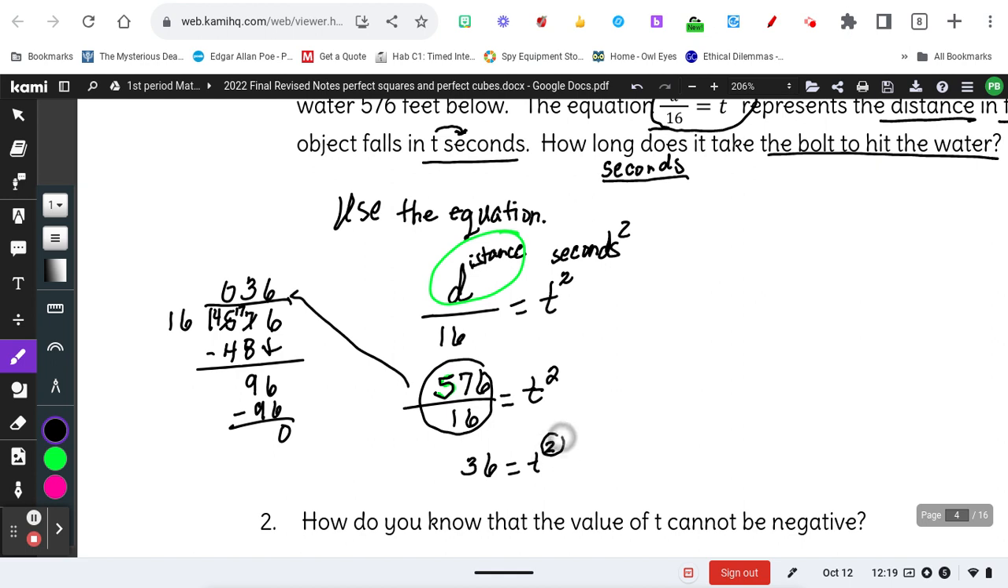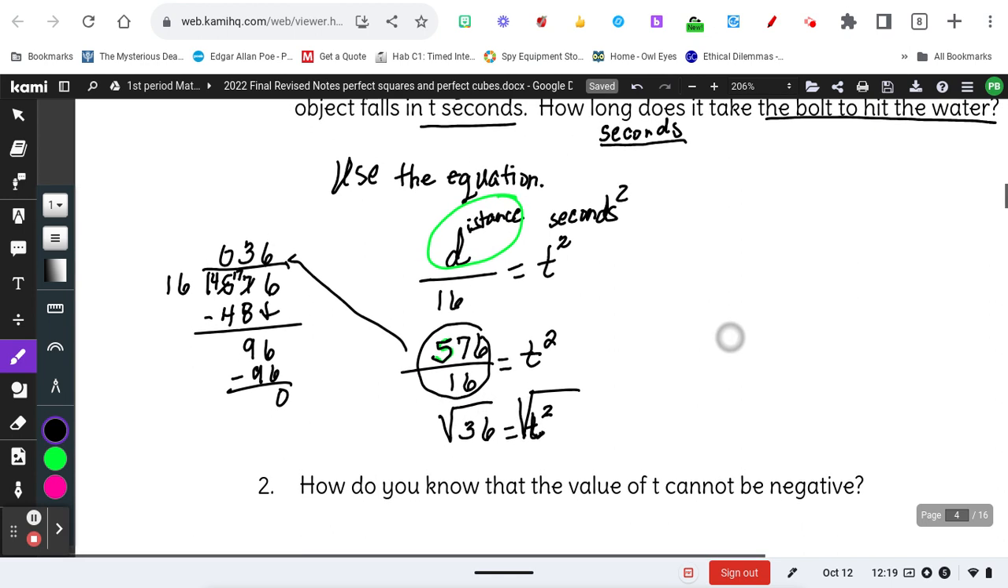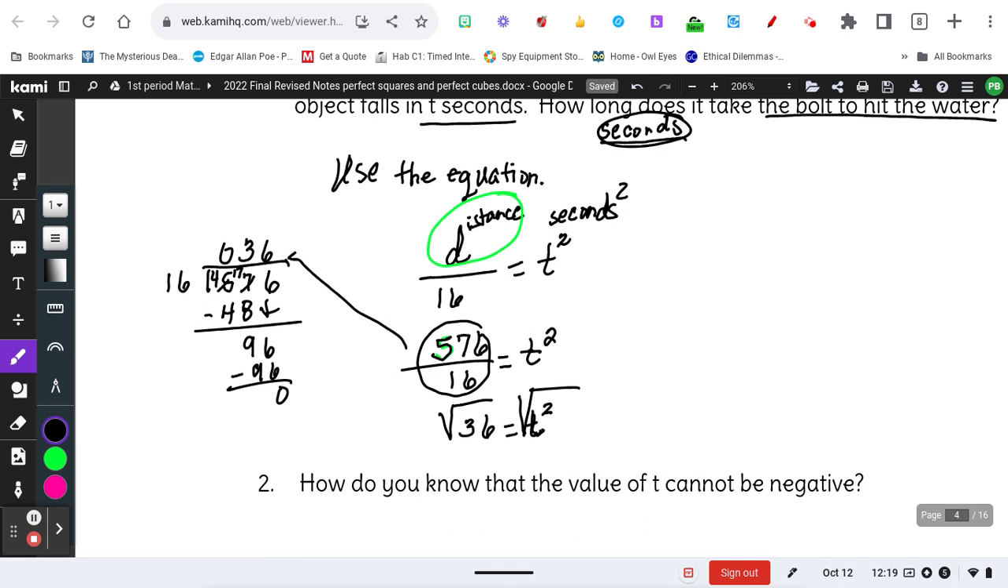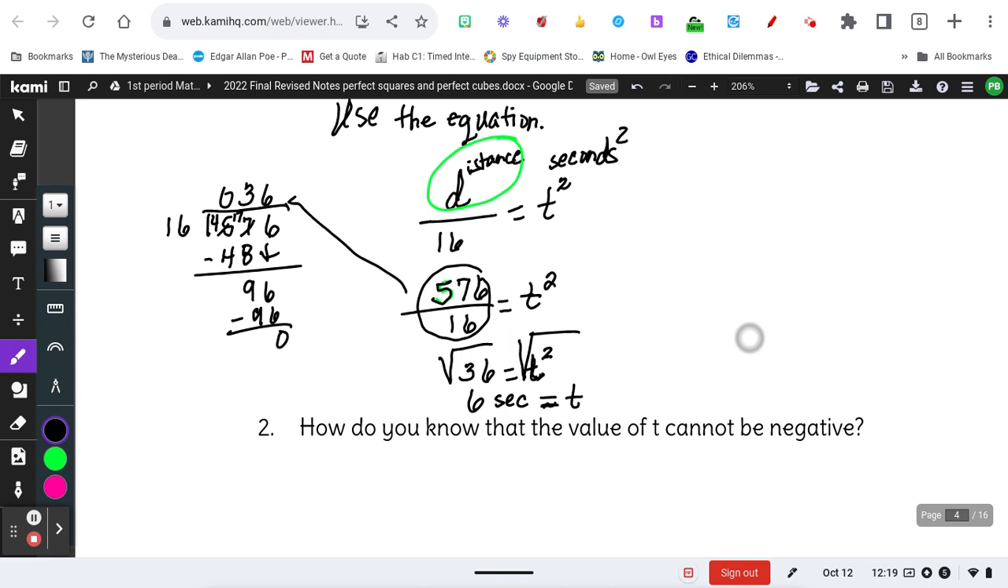Now to undo a square, we talked about this yesterday, we take the square root. So take the square root of both sides. I'm not going to be putting plus or minus in front of it because I know time, which is seconds, can't be negative. So don't use that plus or minus symbol. So it's going to take 6 seconds for the boat to hit the water. Remember, you don't want time squared. You just want time, which is in terms of seconds. So that's why you take the square root.